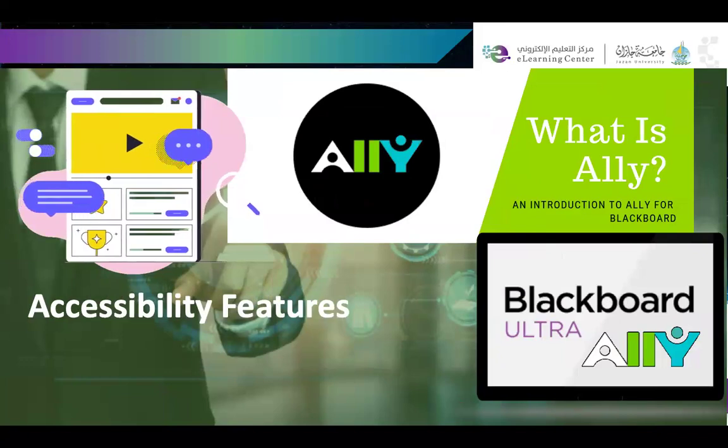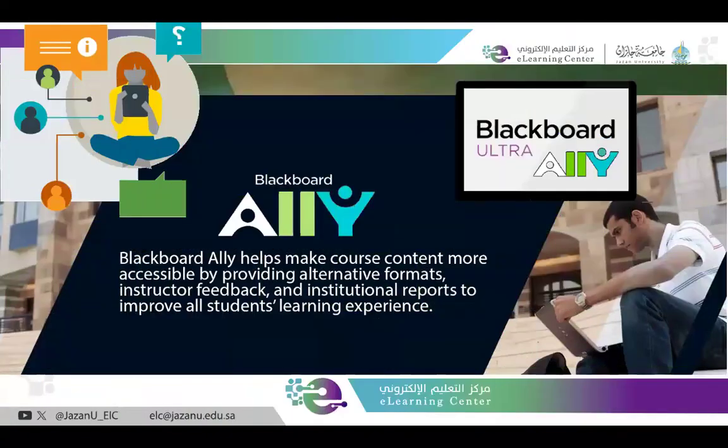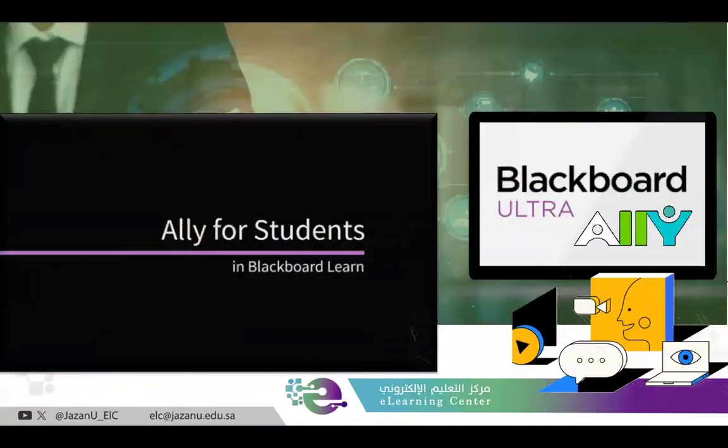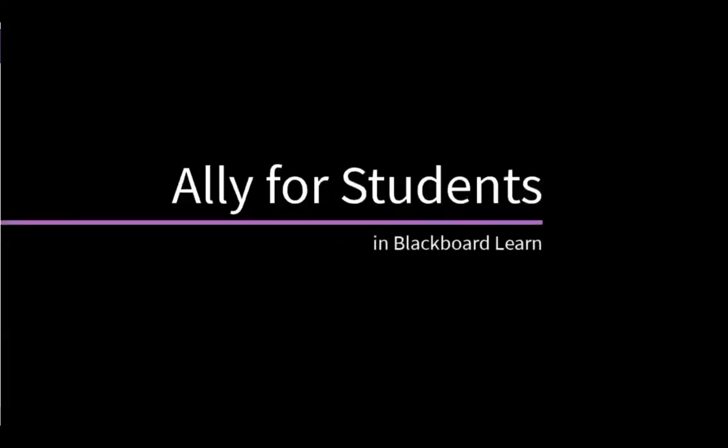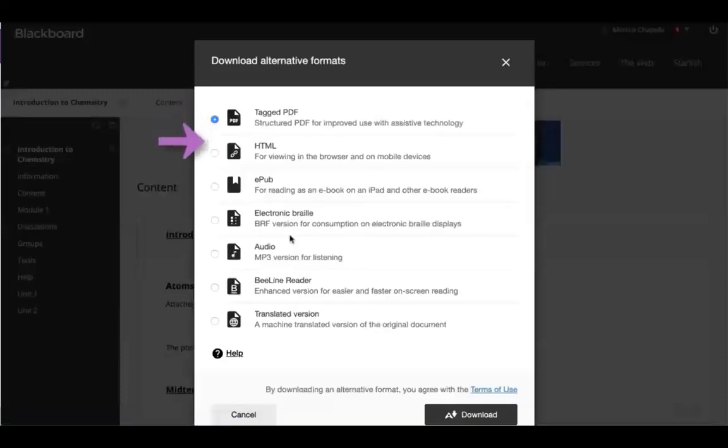Ally is basically an accessibility feature inside the Blackboard, which can help to make the course content more accessible by providing alternative formats, instructor feedback, and institutional reports to improve all students' learning experience. Let's have a look at how Ally works for the students. If your school uses Blackboard Ally, you can download alternative formats directly from your course in a format that works best for you. In your course, select the icon to the right of a file to access the menu, then choose the version that works best for you.